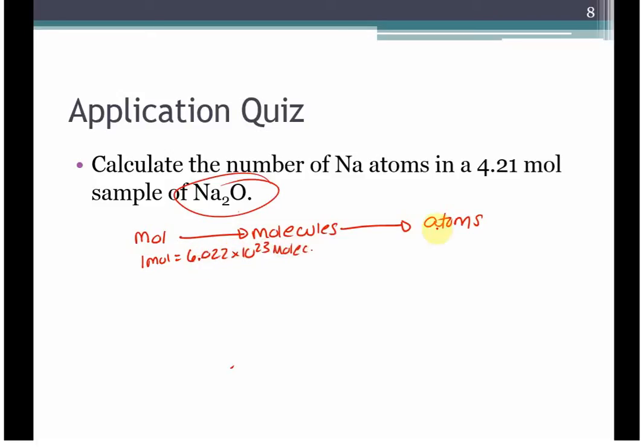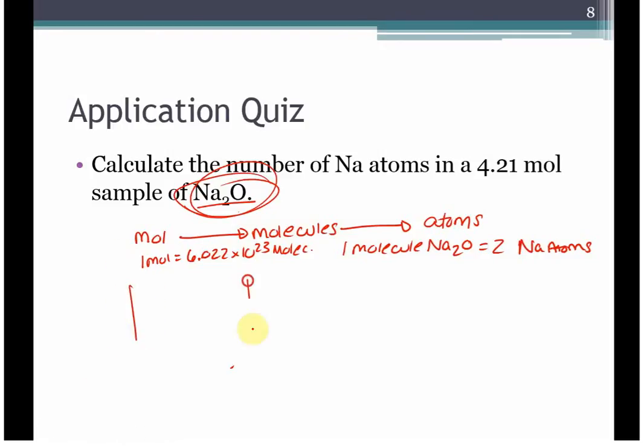And to go between molecules and atoms, we use the formula. So, one molecule of Na2O has how many sodium? We're looking for sodiums. How many sodiums are here? Two, right? So one molecule has two Na atoms. It's much easier than most other conversions. So I'm going to set this up.